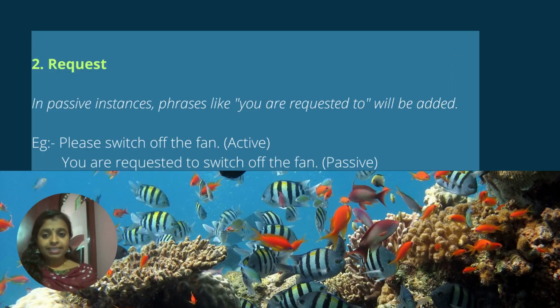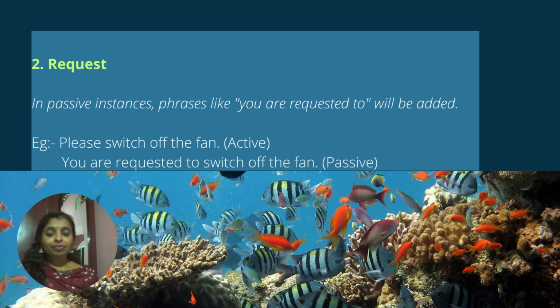Okay, now the second category is a request. Okay, and you know what's a request? That is, we request something from someone. Anyway, in passive instances, phrases like you are requested to will be added. Like in orders, there is a kind of prefix. Prefix means there is a phrase which is put in front of or before the sentence. That is, you are requested to. Okay, it should be added before the sentence which is supposed to be turned into passive.